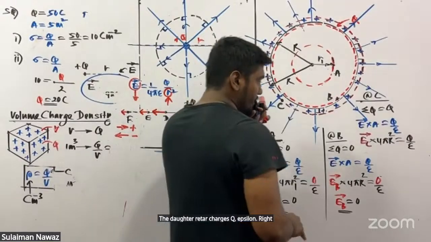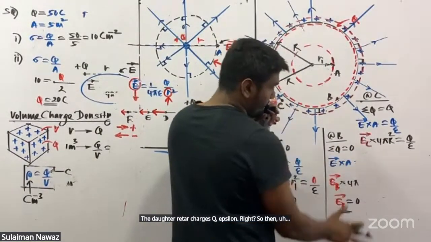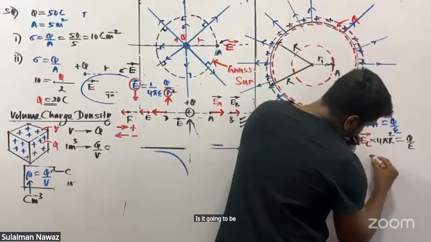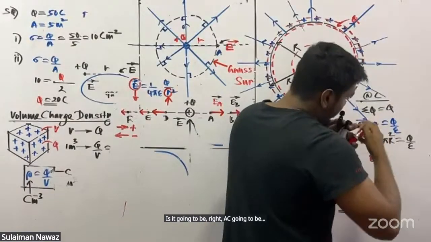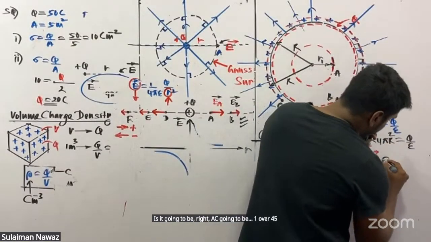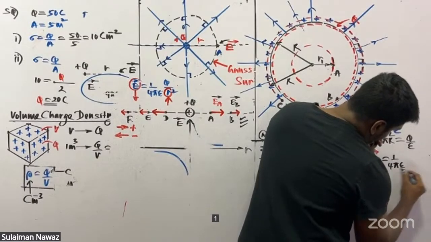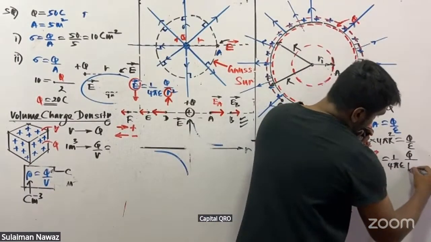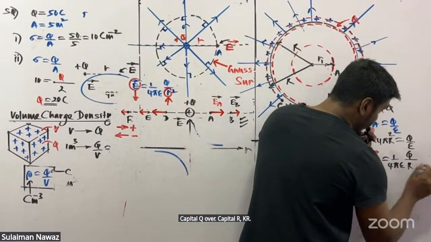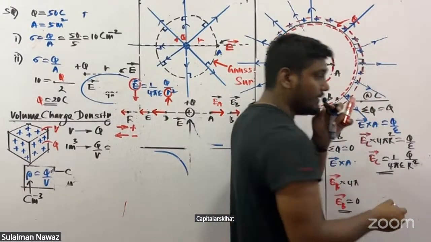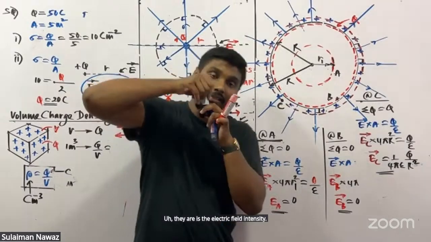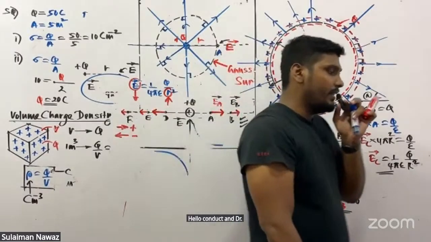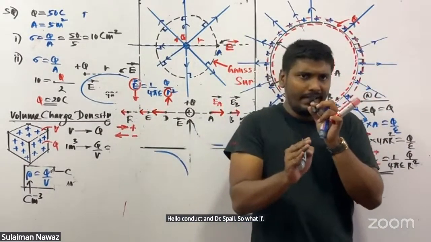So when you simplify, when you substitute, EC is going to be 1 over 4 pi epsilon, capital Q over capital R squared. Capital R squared, remember? There is an electric field intensity just outside the hollow conductive sphere. So now understood, inside and outside.